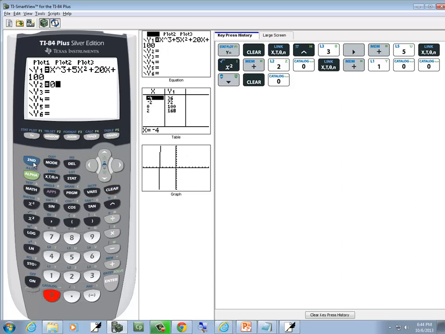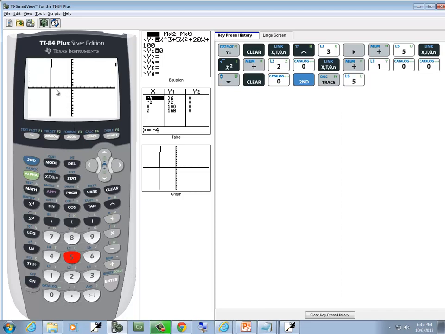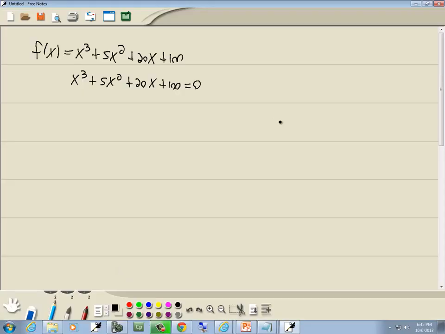But then we'll do second trace, choose intersect, press 5. Looks like negative 5. So once it comes back, I'll press enter on first curve, enter on second curve, and I'll put in negative 5. And we come up with negative 5.